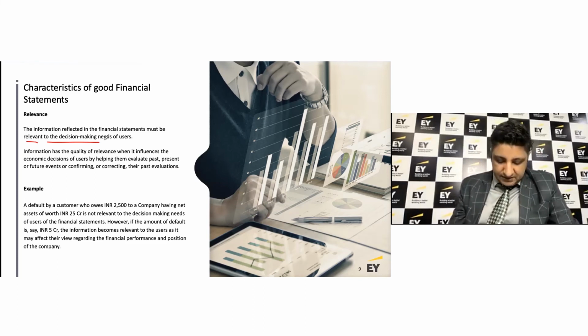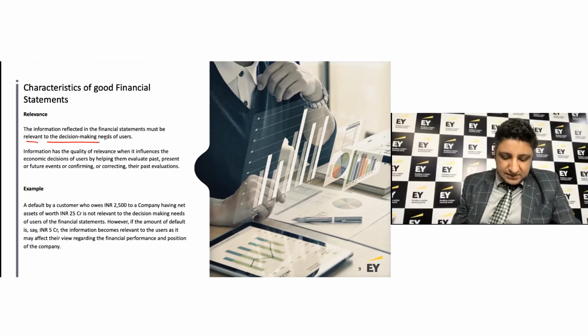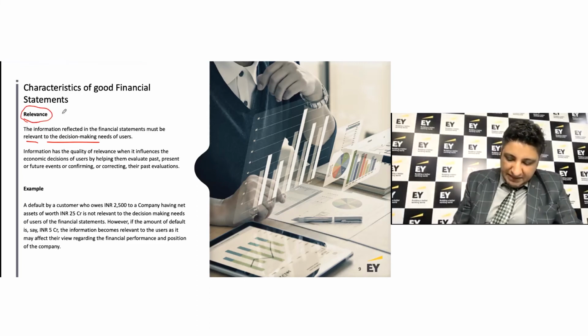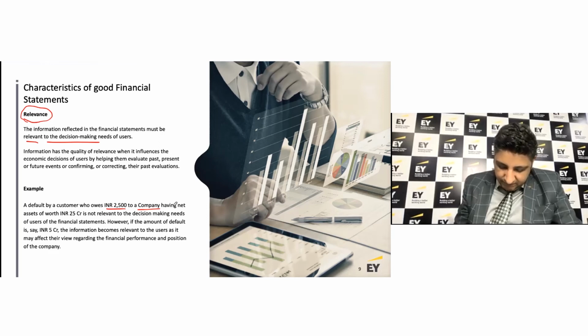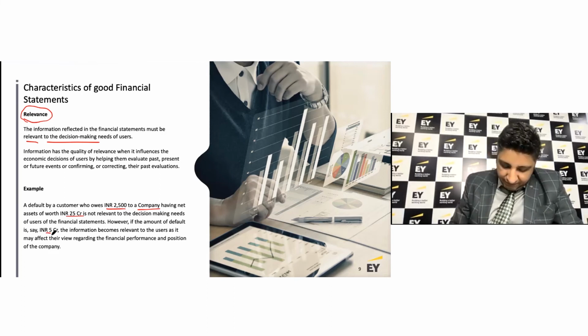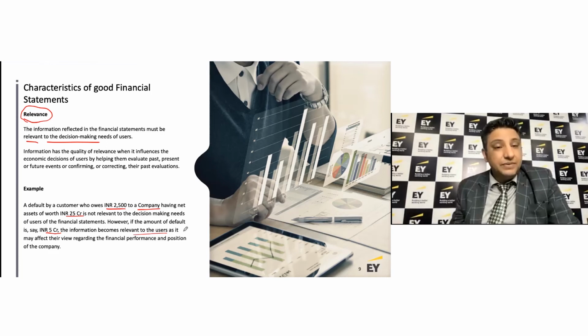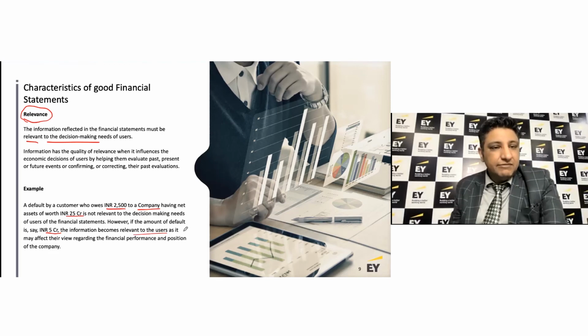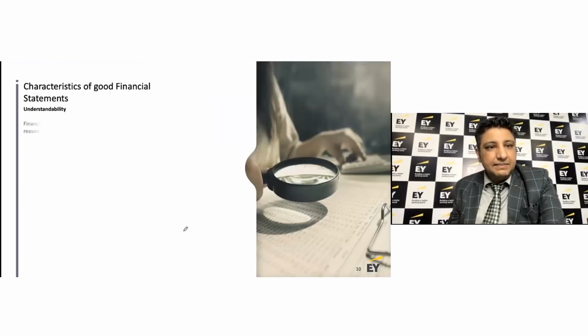Okay. Now there's an example which suggests how relevance and materiality come together. It says that a default by a customer who owes, let's say, 2,500 rupees, and the company has a net worth of 25 crore rupees, may not be relevant. I mean, people may not want to look at that specifically. However, if it were 5 crore rupees, then it's relevant information, and it should be presented correctly in the financial statements as well, right? So that's how you start looking at the word relevance having its practical applicability.